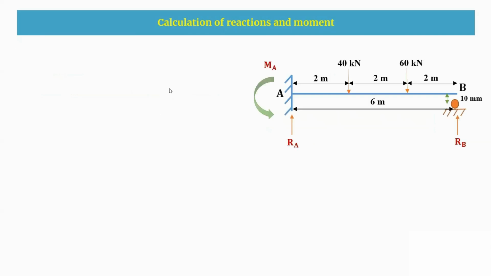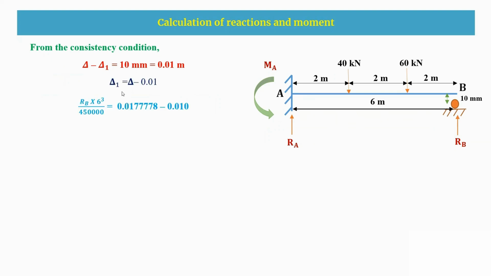Now after that, we are going to calculate the reactions and moments. Before calculating the reactions, we are going to use the consistency condition. Here the consistency condition is that the net deflection is 10 mm. Therefore, the net deflection is downward deflection minus upward deflection, that is 10 mm. Delta is downward and delta 1 is upward. As we calculated the delta and delta 1 values in the previous slides, I'm just substituting the values, and I'm going to calculate the RB reaction, that is 16.2 kilonewton.